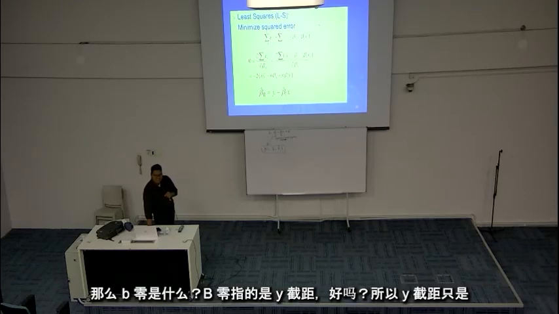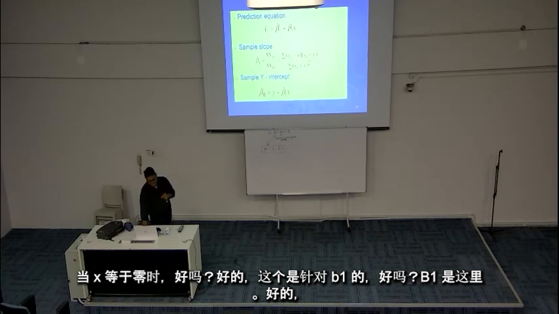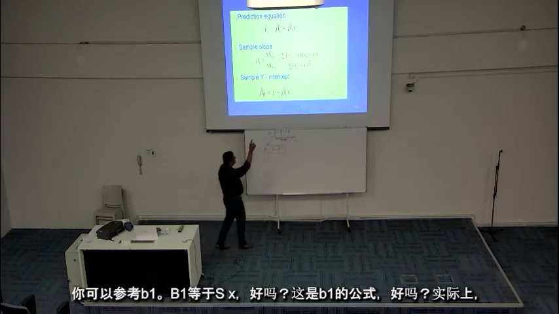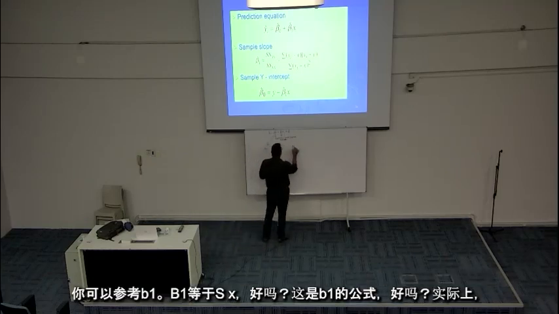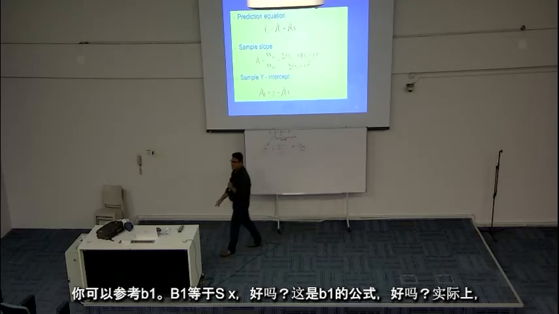So what is B naught? B naught is referring to the y-intercept. The y-intercept only happens when x is equal to 0. Now this one is for B1. You can refer to the B1. B1 is equal to Sxy over Sxx. This is the formula for the B1.